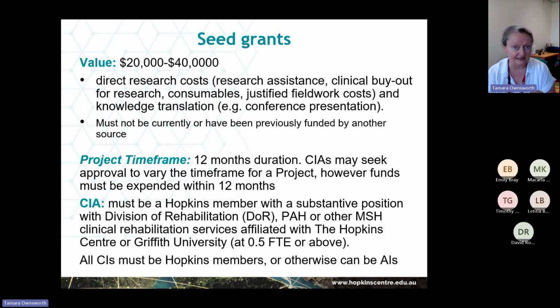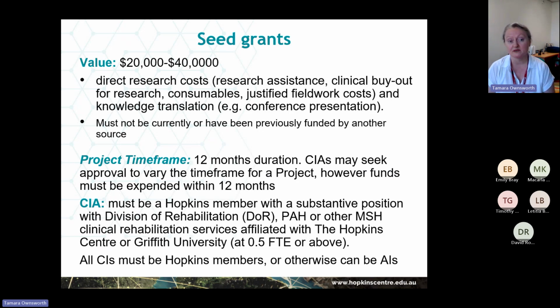That doesn't mean that it can't relate to an existing project, but you need to show how it is distinctive and that the outcomes will be very much unique and supported by the seed grant as opposed to another grant that you may have in place. There is only a 12 months duration, so the scope of the grant is really important to think about. And CIAs may seek approval to vary the time frame, but the funds still need to be expended within 12 months. So that's a very important consideration because of our own funding structure here at the Hopkins Centre.